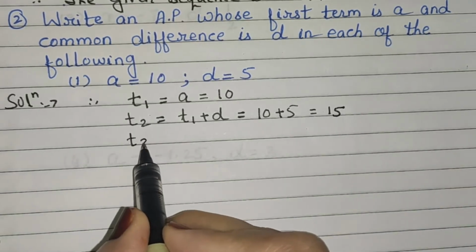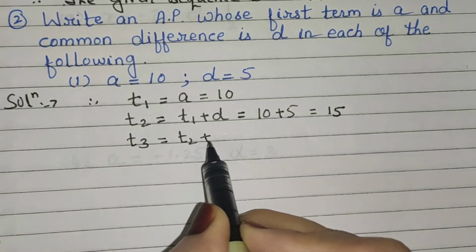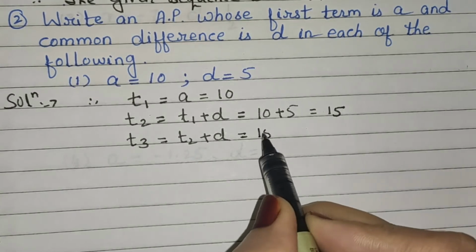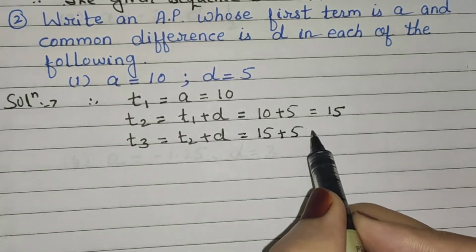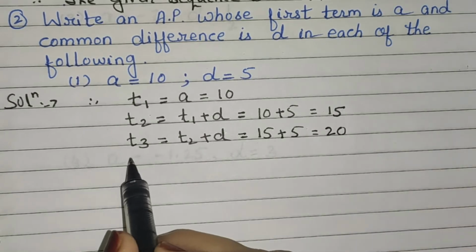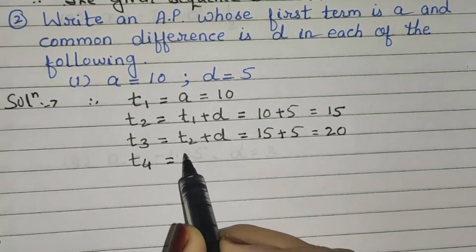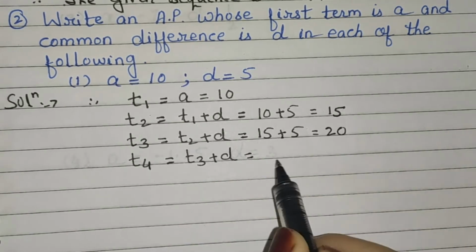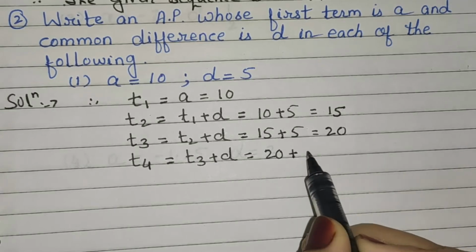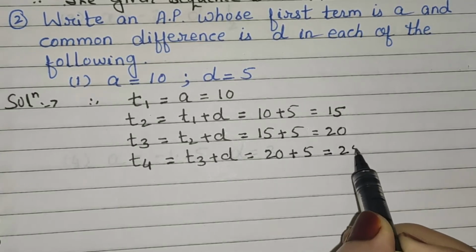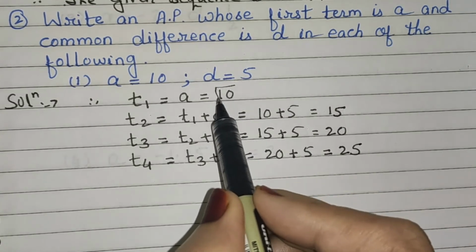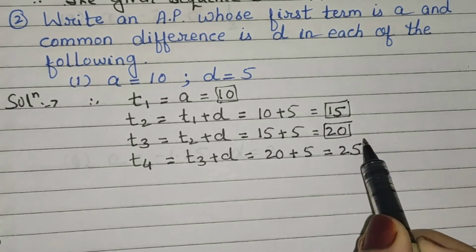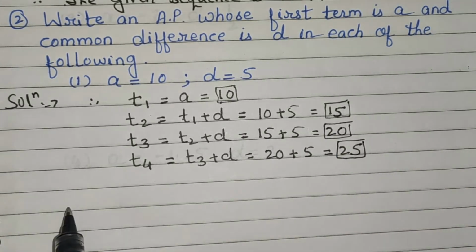Next T3 is equal to T2 plus d. The value of T2 is 15. Therefore 15 plus d, 5, is equal to 20. And T4 is equal to T3 plus d. Now the value of T3 is 20. 20 plus d, d means 5. Now we get here 25. Now the first term is 10, T2 is 15, T3 is 20 and T4 is 25 and so on.